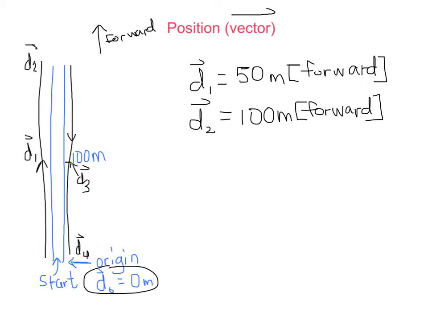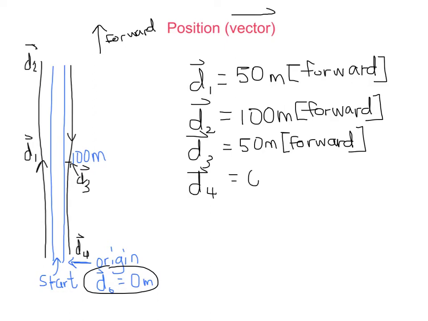And now we have, let's do D3. So they've gone all the way to the end and come back. And this is, again, the same as D1. This is 50 meters forward, because this position is always done relative to the origin. So since the origin is defined down at the bottom, we are at 50 meters forward. And now D4, we are at 0. We're back to the origin. So it's 0 meters away from the origin.